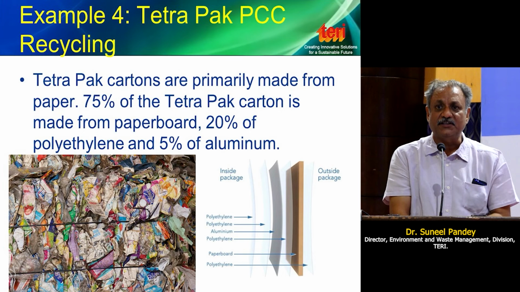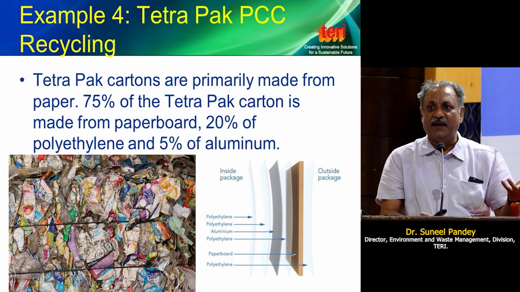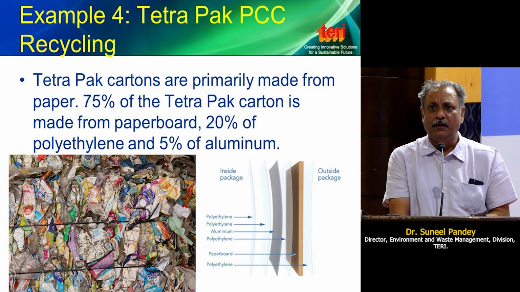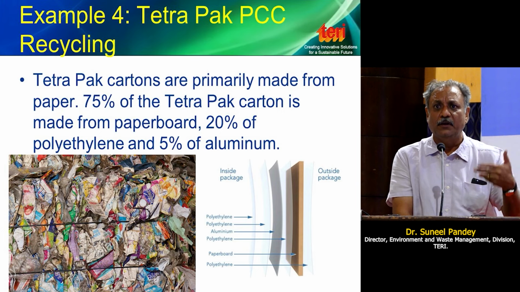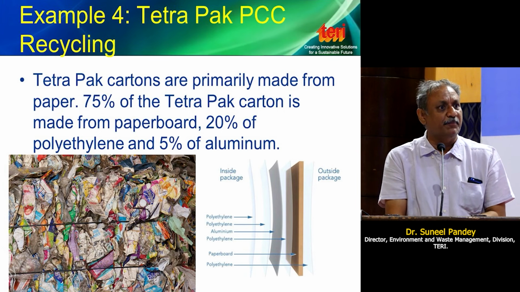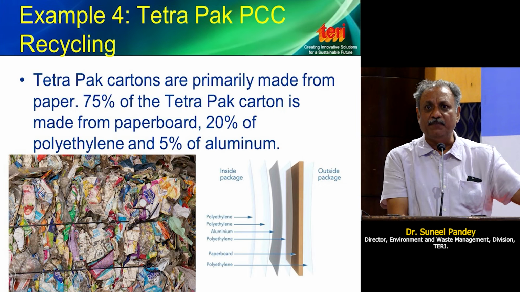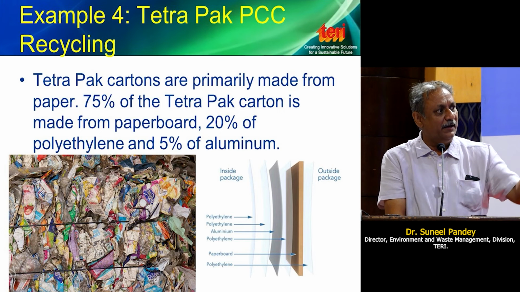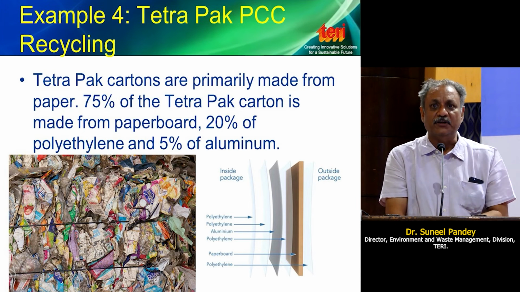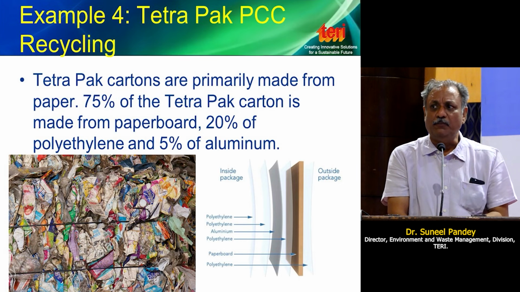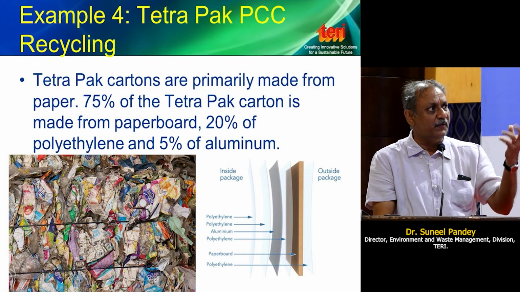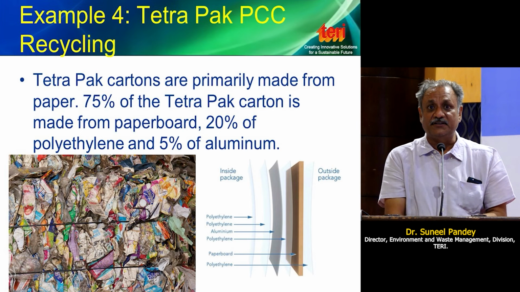When it's generated as waste, the Tetra Pak is sent to paper recycling. Sometimes it's also sent to paper recycling units which recycle mixed papers. There it is pulped along with other papers. But what happens in pulping is the paper gets separated. Aluminium and polyethylene cannot get separated, and they come out as a mixed material called polyal, polythene and aluminium mixed. So this is one of the problems in Tetra Pak recycling.